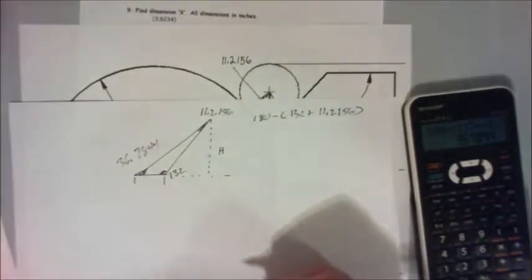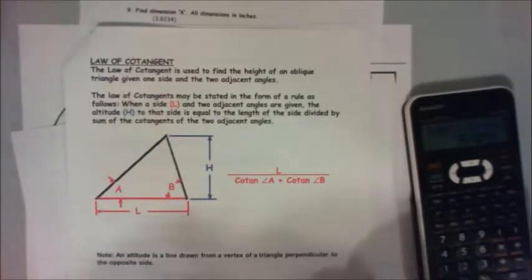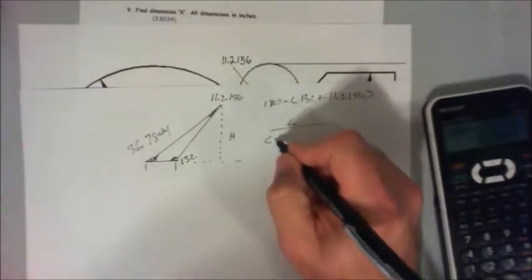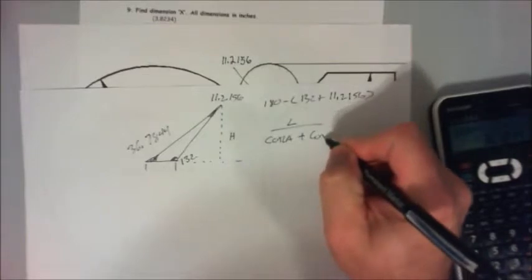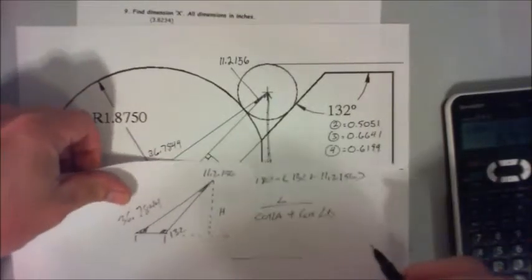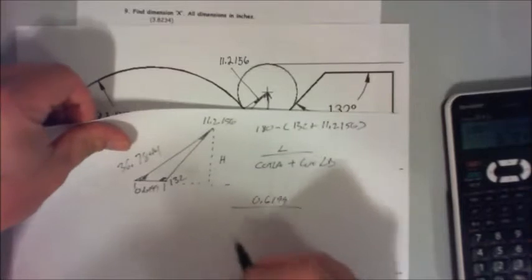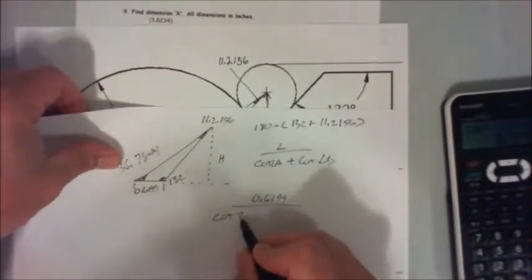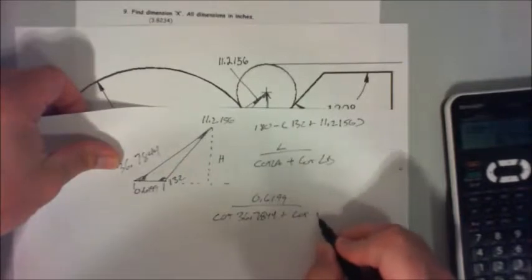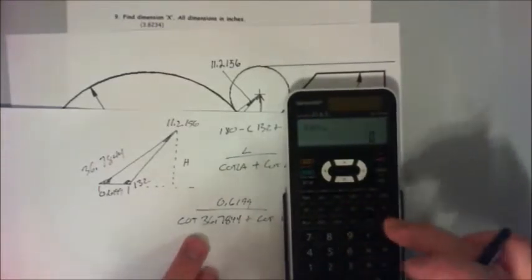So now what we want to find here is this height from here to here. That's our height. How do we go about doing that? We are going to use the law of cotangent, which is L, length, over cot angle A plus cot angle B. Well, let's draw this out. First, this length here is 0.6199. So 0.6199 over cot 36.7844 plus cot 132. How do we do that? Tan, it's the inverse of cotangent.